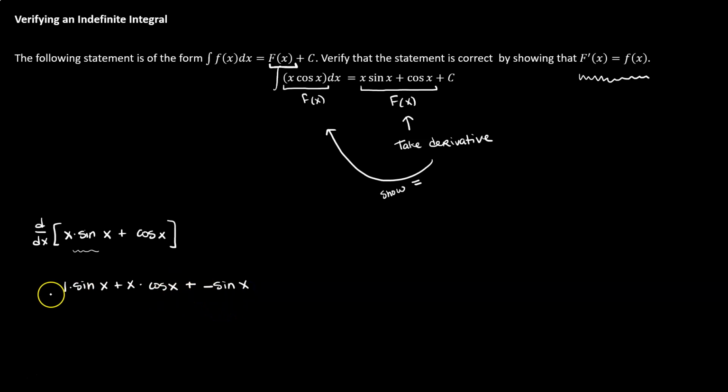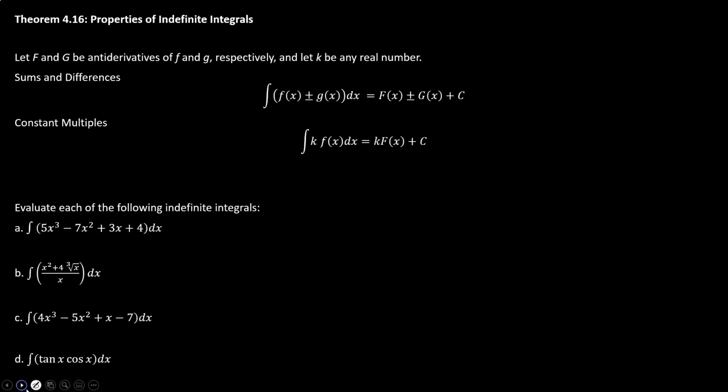Let's see if we can clean this up a little bit. Positive sine x minus sine x, those cancel each other out. We're left with x times cosine x, and that's exactly equal to what we have in our integral. So we identified the antiderivative based on how the statement was written, took the derivative of it, and then we showed that it's equal to what was inside of the integral. So we appropriately found the correct antiderivative.